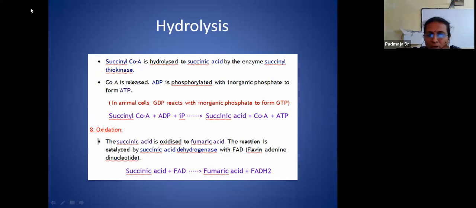The succinic acid is oxidized to fumaric acid. The succinic acid is a 4-carbon compound. Fumaric acid is also a 4-carbon compound. This reaction is catalyzed by succinic acid dehydrogenase with FAD. Now the FAD takes H plus ions to give rise to FADH2. Flavin adenine dinucleotide is the full form of FAD. Now, succinic acid combining with FAD in the presence of the enzyme succinic acid dehydrogenase is converting into fumaric acid and FADH2.